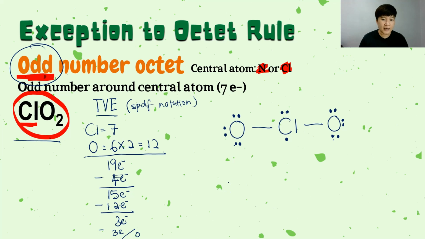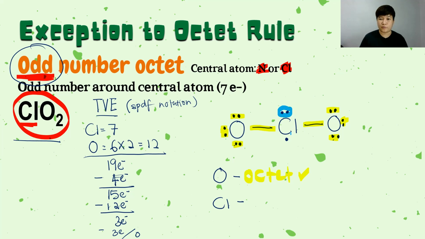And if you think you are done, you are not yet. Before we are done, we need to make sure we check the octet. Is oxygen in octet and is chlorine in octet? So let's check for oxygen. Oxygen holding 2 electrons in the bond, 6 electrons as a lone pair. Over here, same: 2 electrons in the bond, 6 electrons as a lone pair. So total 8. Oxygen octet, done.